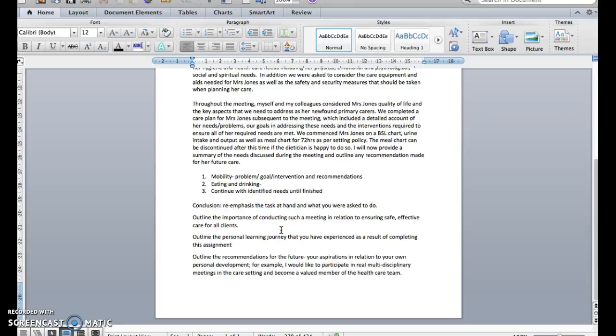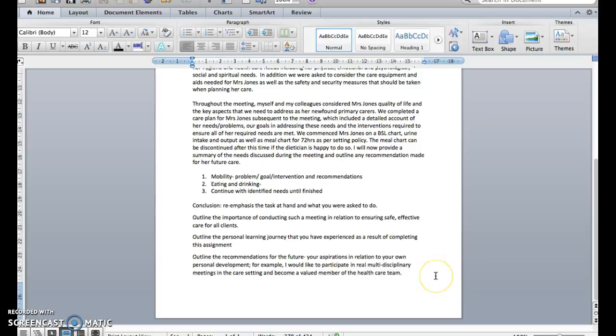So again, you're going to say, it is essential that the members of a multidisciplinary team get together for a meeting. This ensures safe, effective care. Again, please, incorporate this in your own way. And it's also no harm to outline your personal learning journey. So again, there's no harm in saying, before this assignment, I had no experience with a care plan or a multidisciplinary team meeting, and now I feel X, Y, and Z. So again, that's always great. It demonstrates your learning and it shows reflection to the reader.